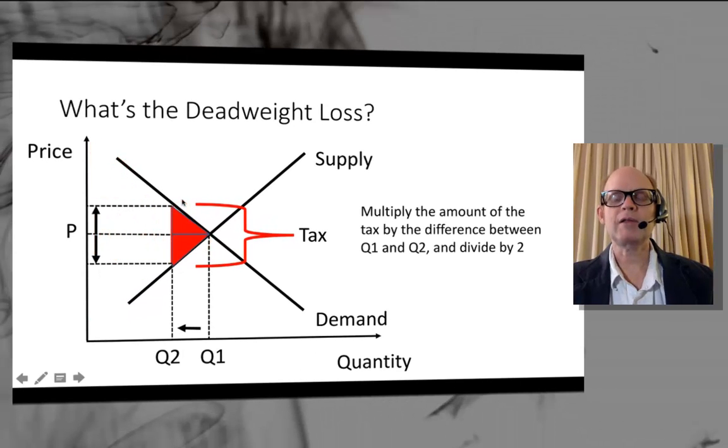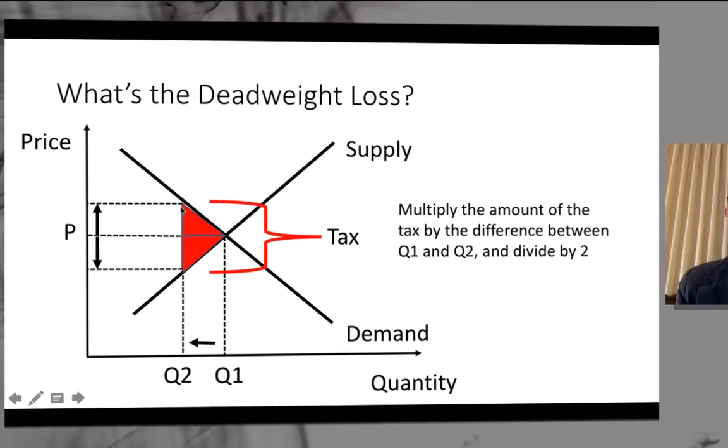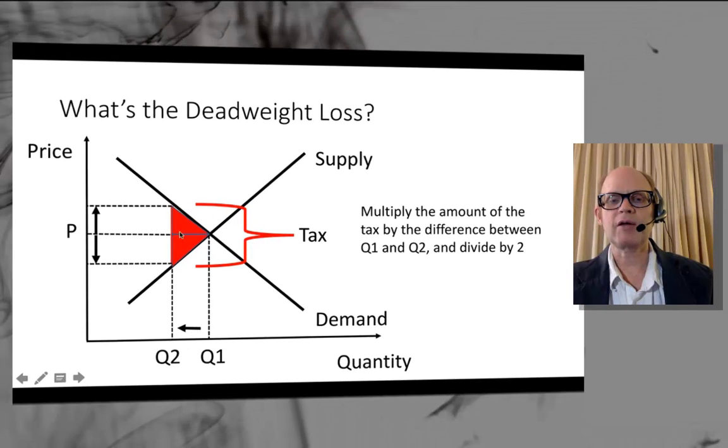So the way that you would calculate the value of this triangle is you would multiply the amount of the tax, it's from here to here, by the difference between Q1 and Q2, and divide that by 2. So really what we've done here is we've just calculated the area of a triangle. The base of the triangle is the amount of the tax. The height of the triangle is the difference between Q1 and Q2. And then you divide that by 2. Base times height divided by 2.